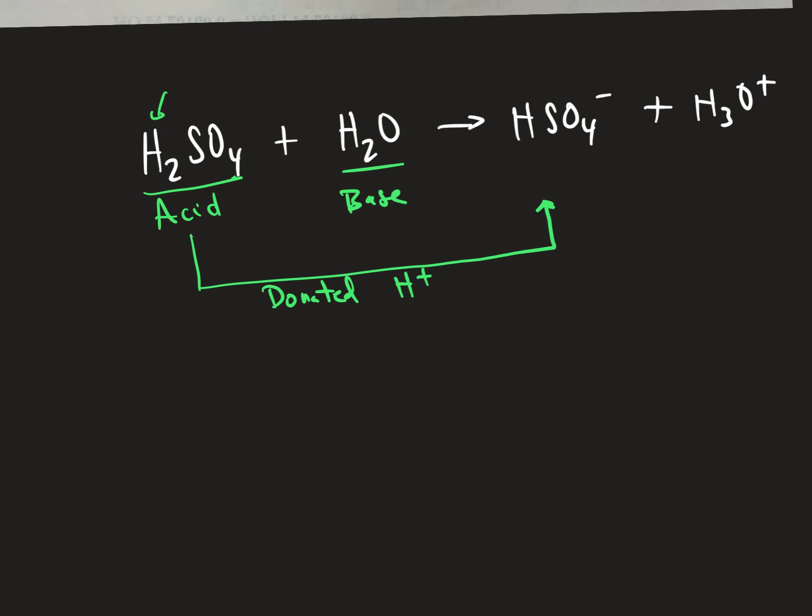You following me? And this one right here turned into that one. And what did it do? It accepted a hydrogen ion. We good? So if you can see what's happening to the hydrogen ions, that's how you tell which one is the acid, which one is the base.